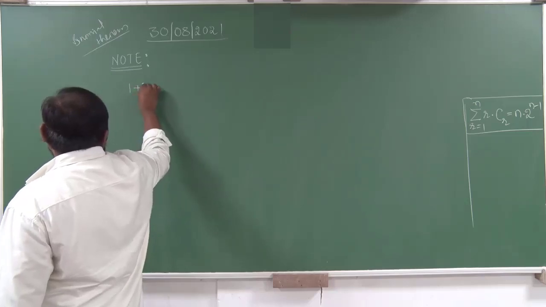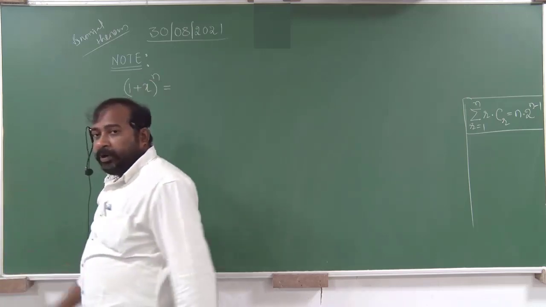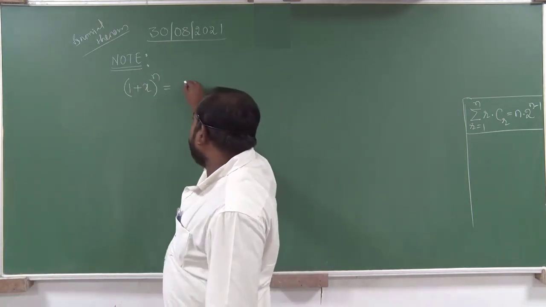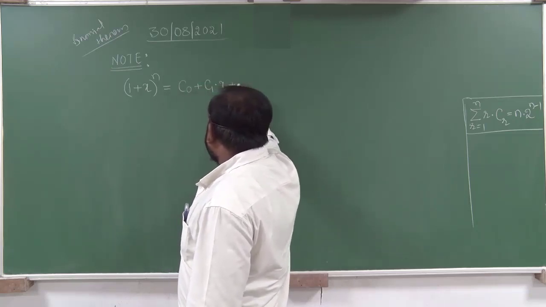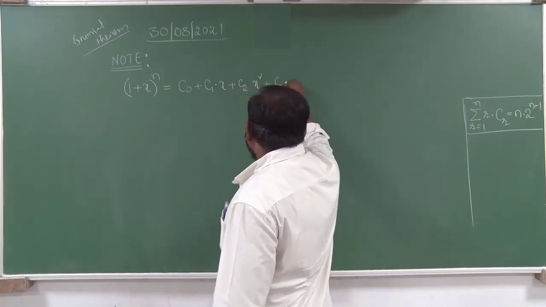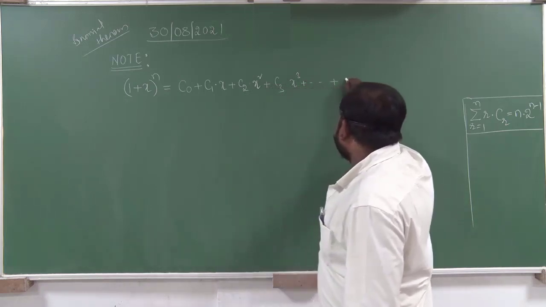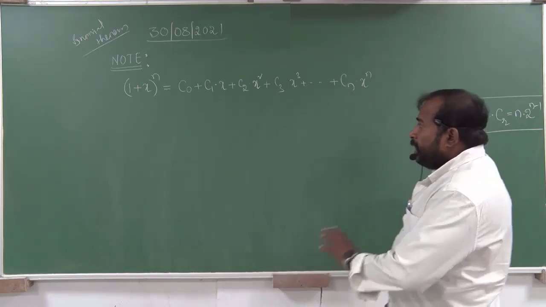Listen to this one. What is the expansion of (1 + x)^n? The expansion of (1 + x)^n is given by c0 + c1 x + c2 x^2 + c3 x^3 + and so on up to + cn x^n. This is the binomial theorem.